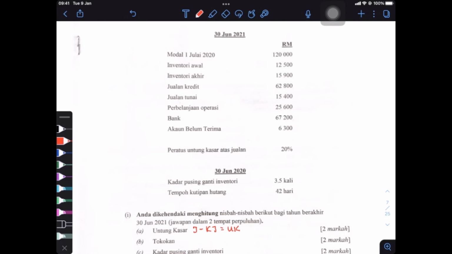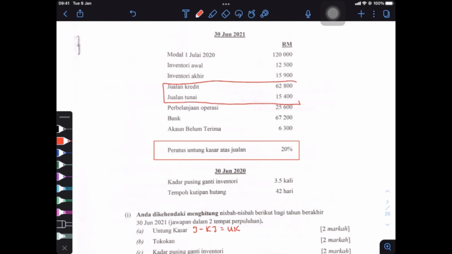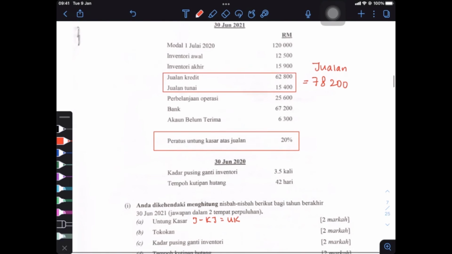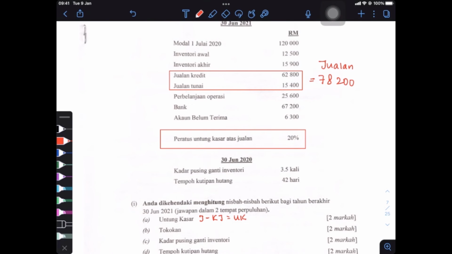Yep, and now you're right. So we are using peratus for this one. It's here: peratus untung kasar atas jualan. So we have the information for jualan, which is these two. We have jualan kredit and jualan tunai, giving us a total of 78,200. This is our jualan figure. So we have 78,200 jualan, and then they are telling us that peratus untung kasar atas jualan is 20%. So go to your formula, untung kasar divided by jualan, multiplied by 100 will give us 20%.